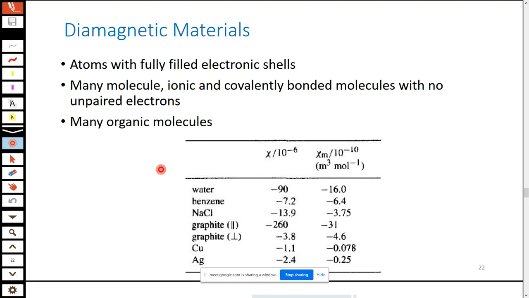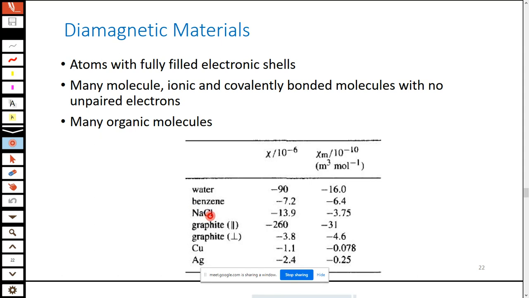Okay, so which materials are diamagnetic? Mostly, all materials which have all the atoms with fully filled electronic shells are diamagnetic. If you take any inert gas as an example, they are diamagnets. Now, many molecules with ionic and covalent bonds actually also satisfy this condition that the electronic shell is full because the electrons will be shared. Sodium chloride, for example, is an ionic solid, so it is also diamagnetic.